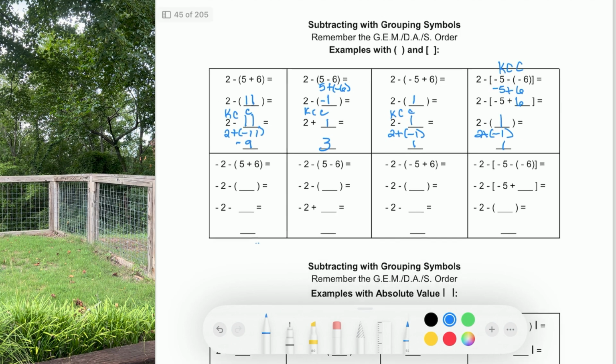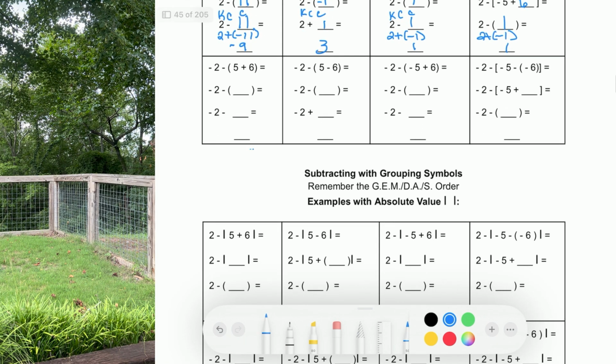5 plus 6 is 11. Nothing unusual about that. Then I have a negative 2 plus a negative 11 when I do my keep, change. That is going to give us a 13. That is negative 13. They are the same signs, so we add them and keep the sign. Now you'll notice in this one, I did not do keep, change here because that is addition. Remember, we only do that on subtraction.